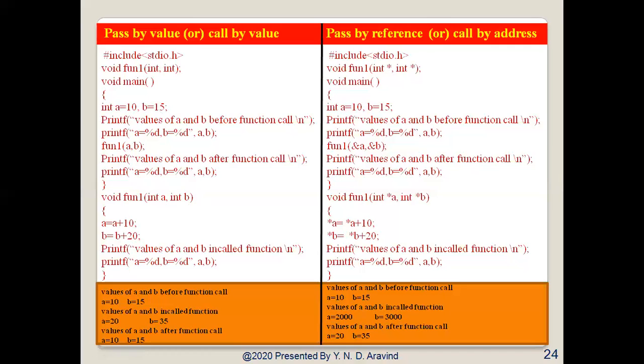Since they are residing in different memory locations, when I invoke the function fun1 of a comma b, I am doing modifications on a and b. A is equal to old value of a plus 10. That is, a value will become 20 and b value will become 35. So I am printing those values here in this function call.